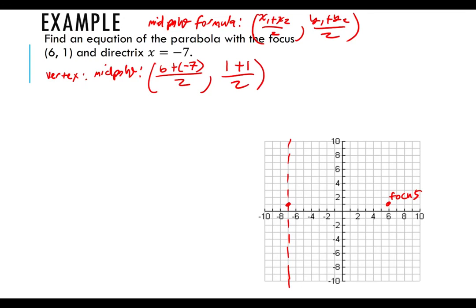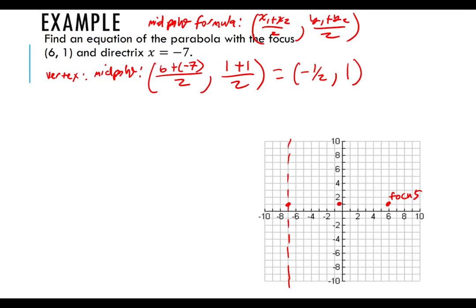Once again, notice that I've picked another point on the directrix with the same y value because I see that this is going to be a C-shaped parabola, which means my midpoint, or my vertex, is going to be (negative 1/2, 1). And so I know that this is my vertex right here.